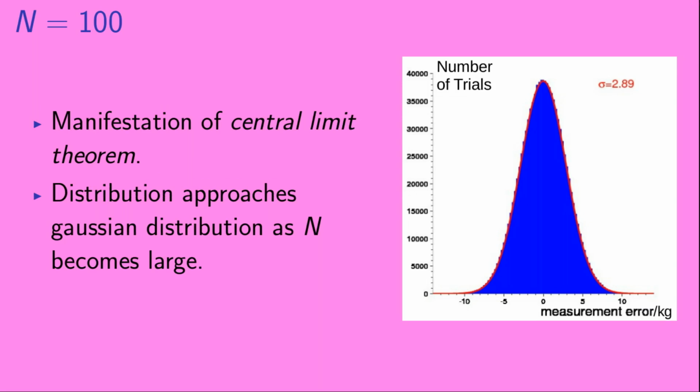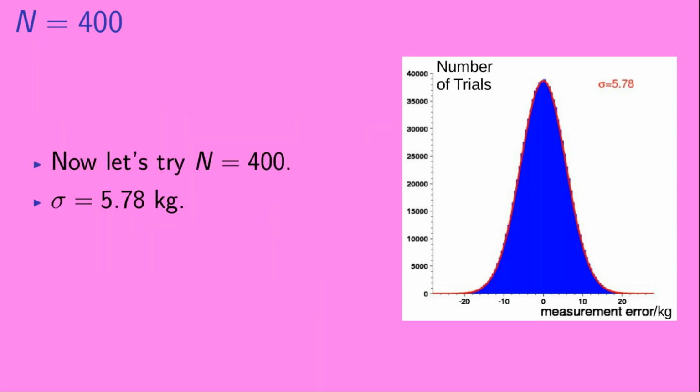Now, this is a manifestation of something called the Central Limit Theorem. It says that the distribution approaches a Gaussian distribution as n becomes large. Okay, so let's look at a couple more large values of n. Here we've plotted the error distribution for n equals 400. And in this case, when we numerically calculate sigma, the standard deviation, we get 5.78 kilograms. And lastly, let's look at the case where n equals 900. Here, we get that the standard deviation of the error, sigma, equals 8.66 kilograms.